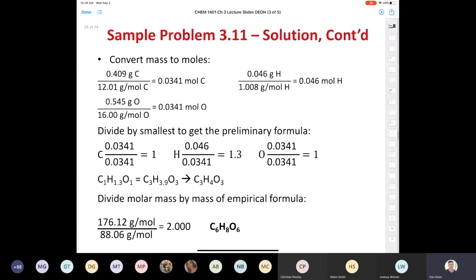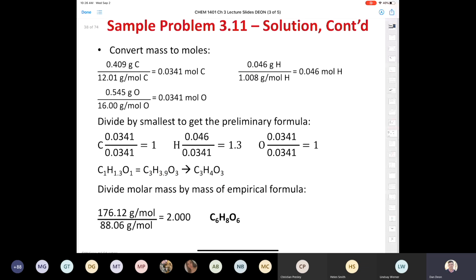All right, so with that in mind, take a look. What are we going to do? We're going to figure out the number of moles of each one of those elements by dividing by their molar masses. And when we do that, you can see that you get this many moles of carbon, this many moles of oxygen, and this many moles of hydrogen. What are you going to do? You're going to divide all of them by 0.046 moles.